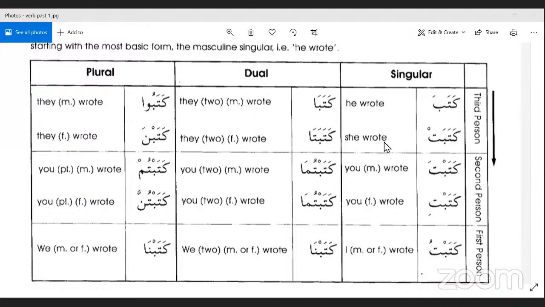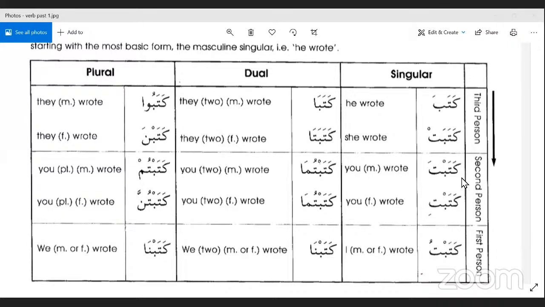Yes, I'm here. Bismillah. Sister Mehtab, can you start from katabah and explain to me? Kataba, he wrote. Kataba, they two wrote. Correct. Katabu, they wrote. Excellent. That's male. Katabat, she wrote. Katabata, they wrote, two females. And katabna, they wrote, a group of females.